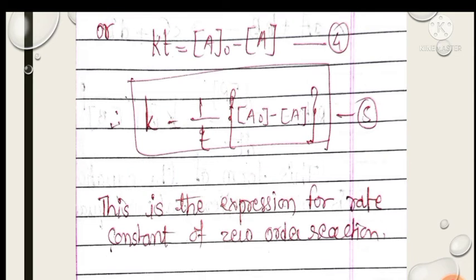Now we have to rearrange equation number 3. It will be kt is equal to [A]0 minus [A]. When you write 0 at the bottom, it indicates the initial concentration, and when you write 0 in the power, it expresses the rate law. So we rearrange to get the k, the rate constant equation. It will be k equals 1 by t times [A]0 minus the concentration of A. So this expression is for the rate constant of a zero order reaction. You have to practice this 3 to 4 times. Definitely it will be very easy for you.